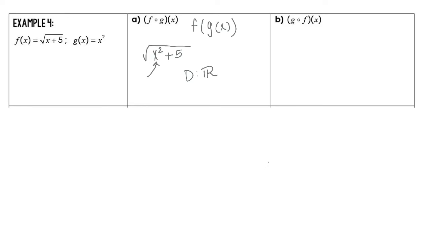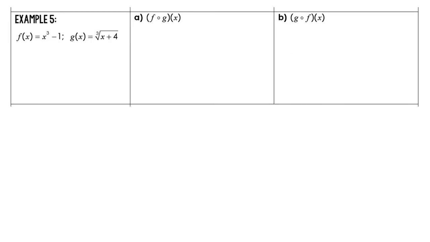Now let's reverse that order, and again, please remember you are not going to get the same answer. You need to reverse this, and when you do that, keep in mind that g of x was x squared, and then f of x was the square root of x plus 5. And notice that this would simplify down to be just x plus 5. And this domain would still be all real numbers.